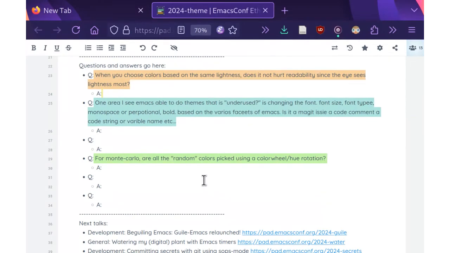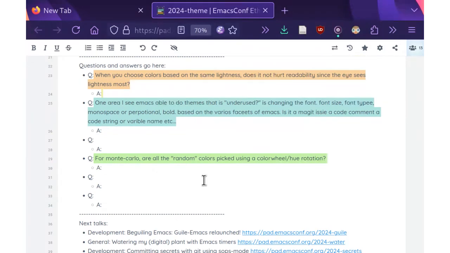Yep. And also, I want to note, I actually have a personal rule. It's also in all my themes: comments have to be italic. I just like the look of italic comments.